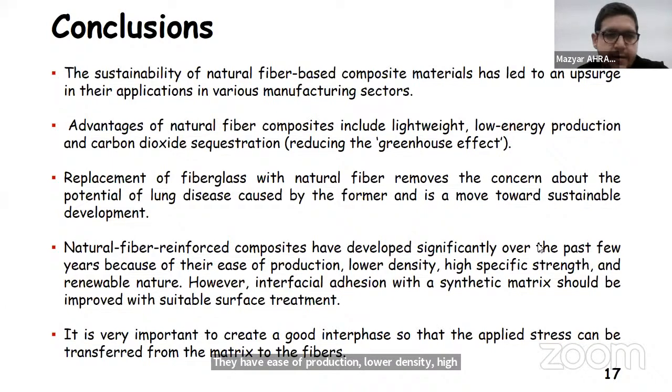So there is a thing that we have to pay attention to, and it's that the interfacial adhesion with the synthetic matrix should be improved with suitable surface treatment operations. And also, it is very important and noteworthy to create a good interface so that the applied stress can be transferred from the matrix to the fibers.